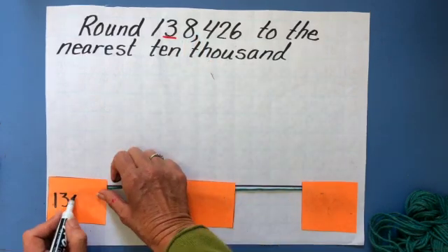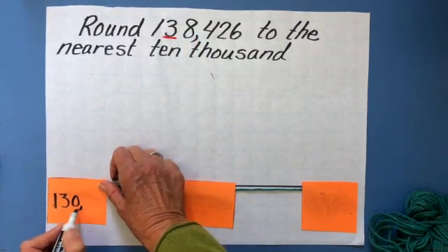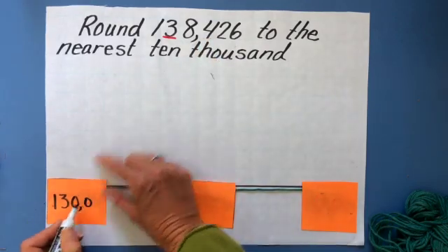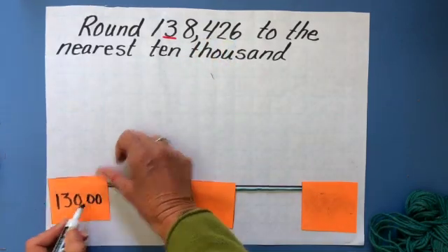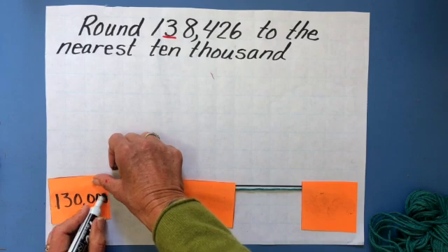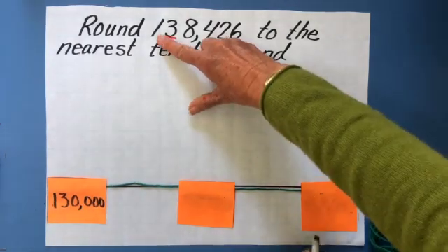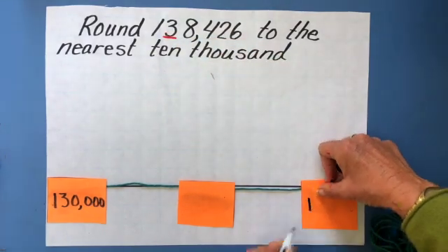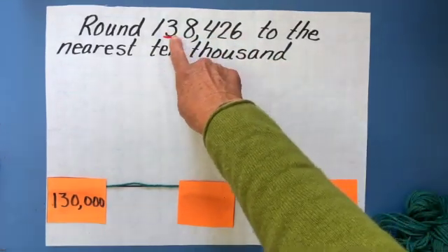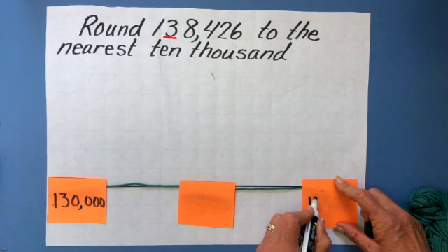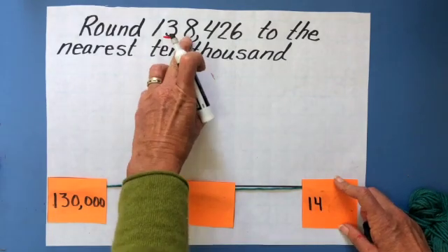So the 8 becomes a 0. The 4 becomes a 0. The 2 becomes a 0. And the 6 becomes a 0. Okay. Now I'm going to go to the other side and I'm going to do the same thing. I'm going to write the 1, but this one has to be 1 more than that 3, so I'm going to put a 4. And all the other digits become a 0.